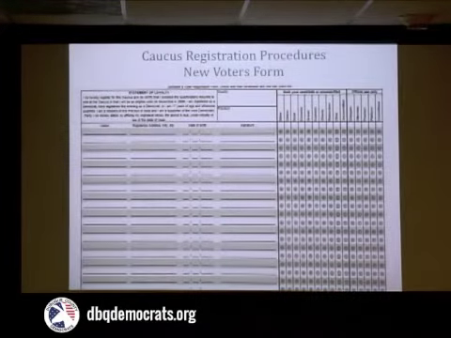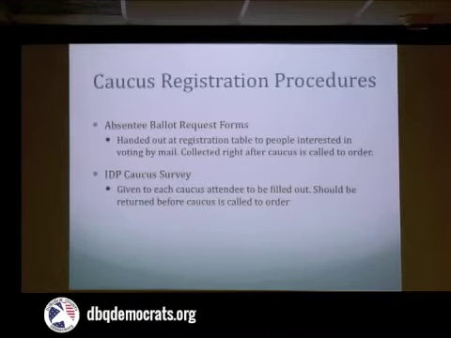And here's the one for the new voters. Okay, so also at your registration table, or wherever you put it, there are absentee ballot request forms. If people are interested in voting by mail, that's how they vote every time. It'll be collected right after the caucus is called to order.